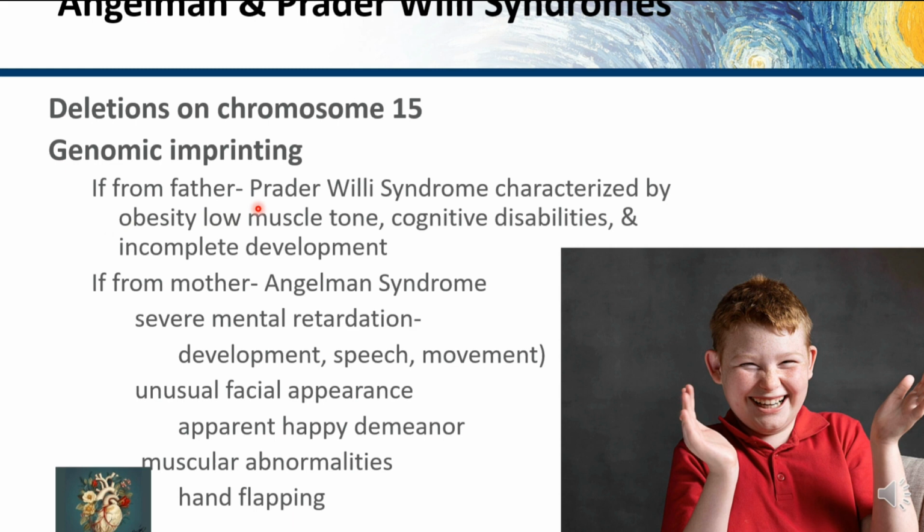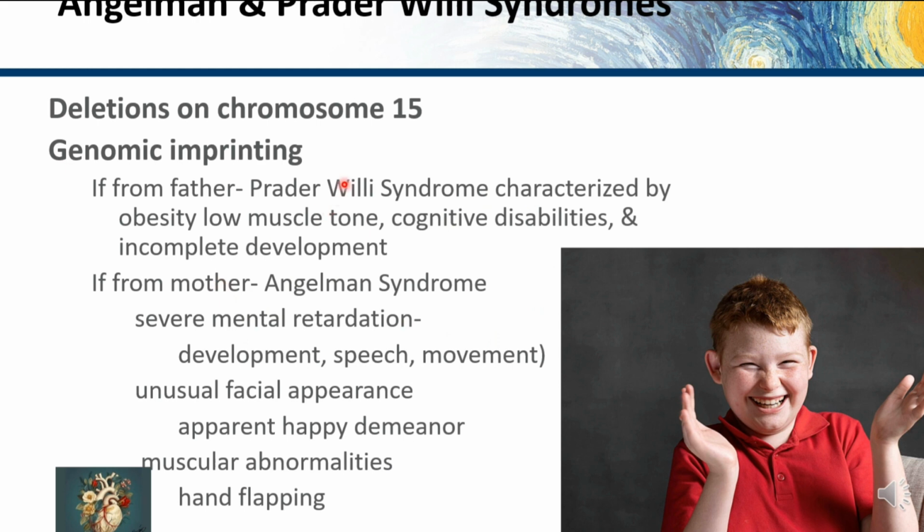If from the father, Prader-Willi syndrome is characterized by obesity, low muscle tone, cognitive disabilities, and incomplete development. If from the mother, Angelman syndrome shows severe mental retardation, developmental problems, speech problems, problems in movement, unusual facial appearance, apparent happy moods, prolonged and unprovoked periods of laughter. There may be muscular abnormalities and hand flapping, etc.